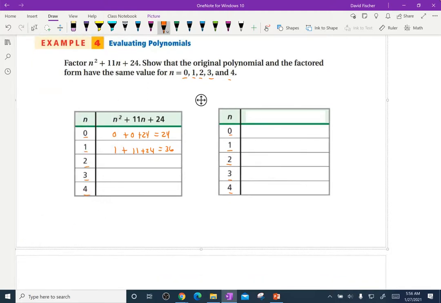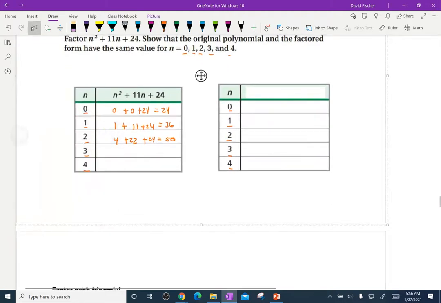Put a 2 in and then finish this chart. Mental math, but show your work here. 2 times 2 is 4 plus 22 plus my 24. Let's add those guys up real quick. I get 50. 3 squared is 9. 3 times 11 is 33, plus 24. What's that all add up to?